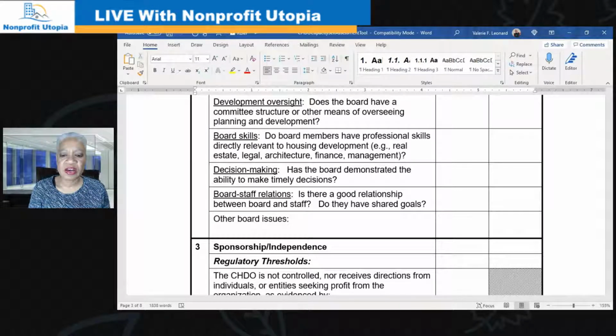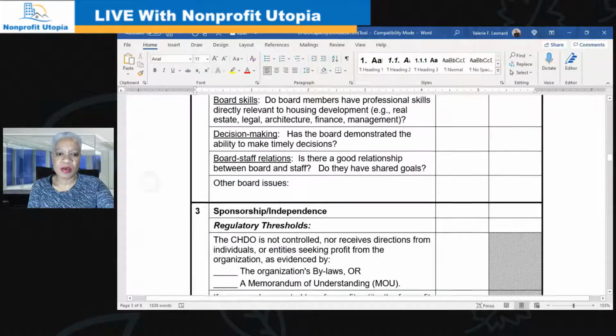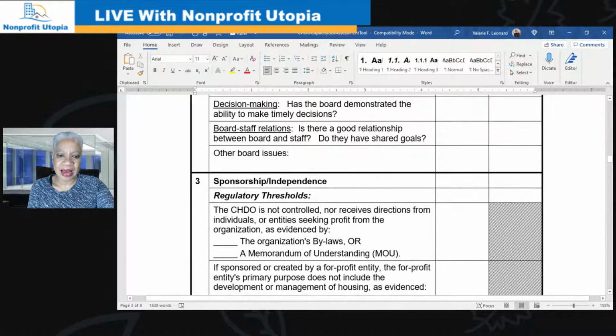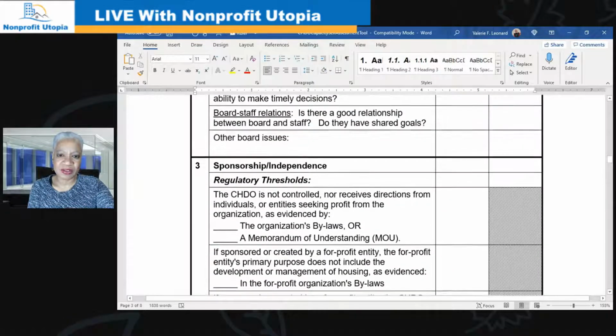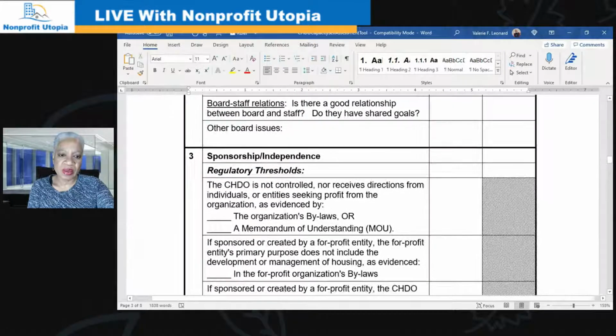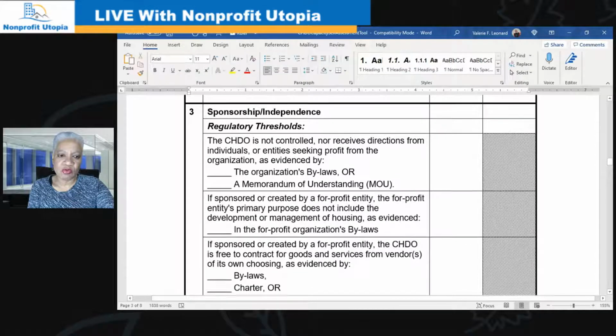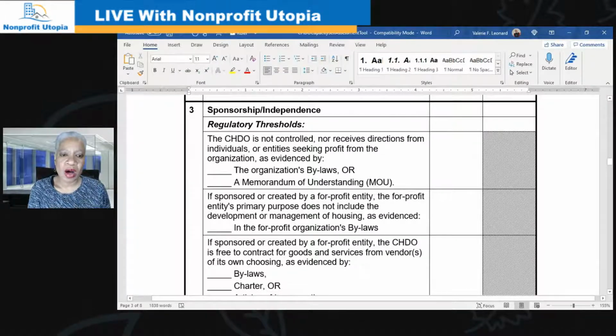And then you want to look at board and staff relations. Is there a good relationship between the board and staff? Do they have shared goals? And even though that's probably not something you want to talk about, it does become very apparent when you look at documentation that you would need to supply, right? Again, one of the indicators of dissension would be looking at the board minutes and seeing how long it takes for things to move forward and some of the reasons why things are not moving forward.